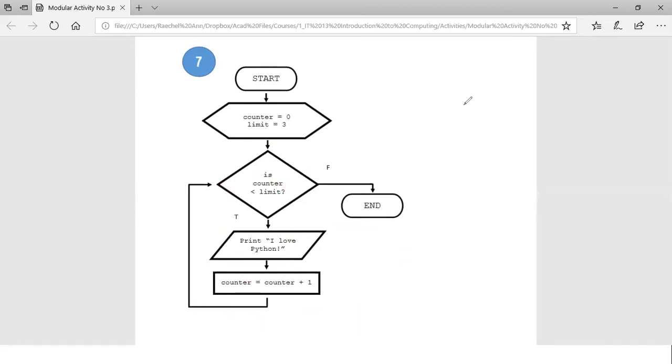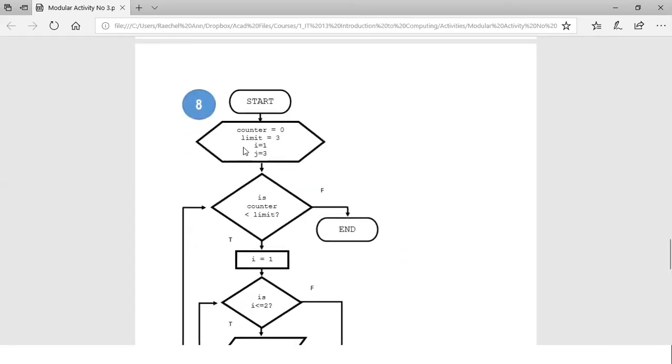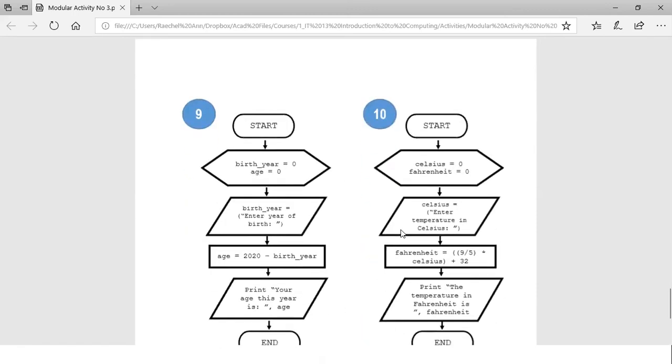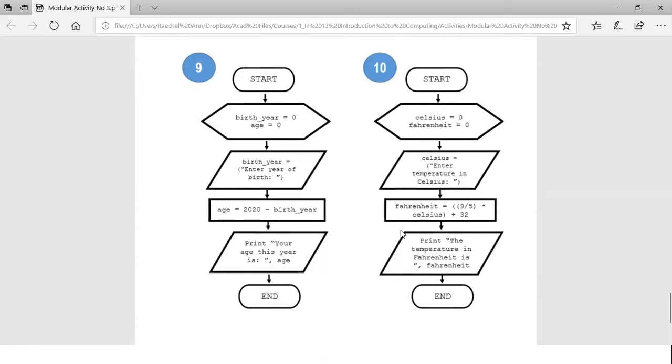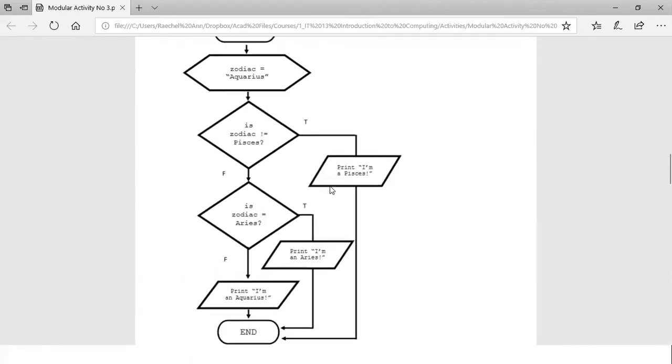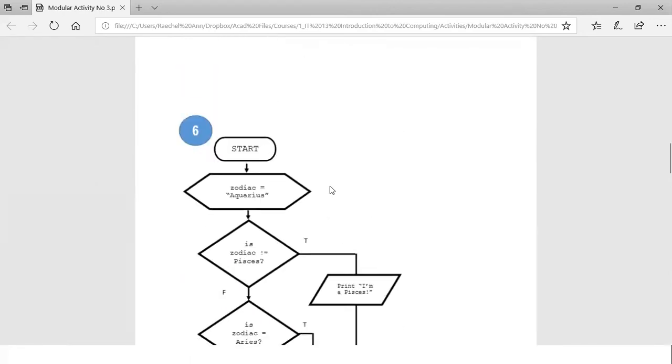How about 8? Meron po. Okay. How about 9? Wala na po. 10? Wala na din po. 9 and 10 are both sequential. Wala silang decision or diamond. So, sequential lang sila. Let's check the difference between 4, 5, 6, 7, and 8.